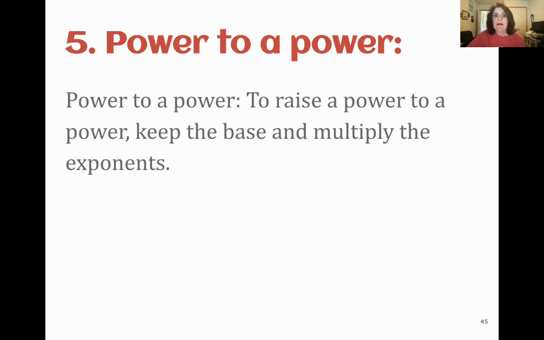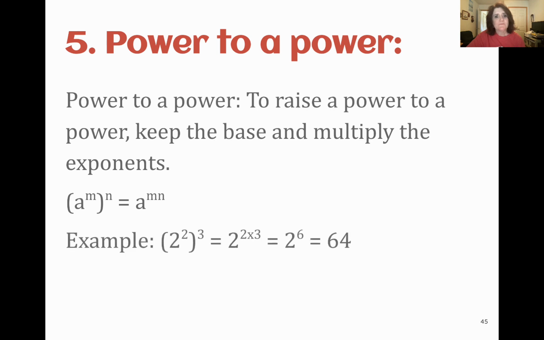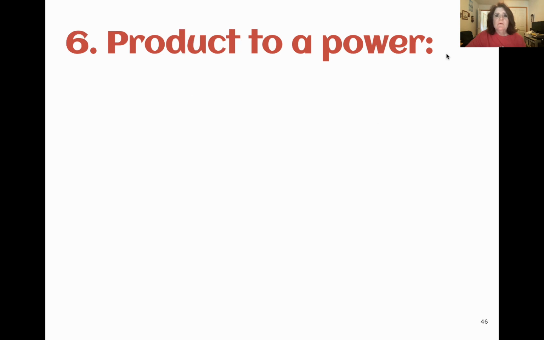Rule 5 is a power to a power. A power to a power means that you raise a power to a power. You keep the base and you multiply the exponents. So a to the m to the n is really a to the m times n. An example would be 2 squared to the third is really 2 to the 2 times 3, which is 2 to the 6th, or 64.